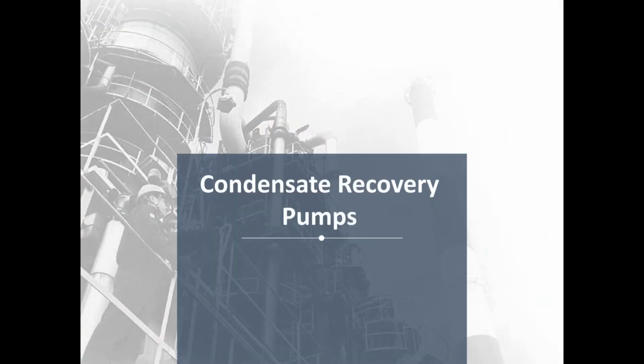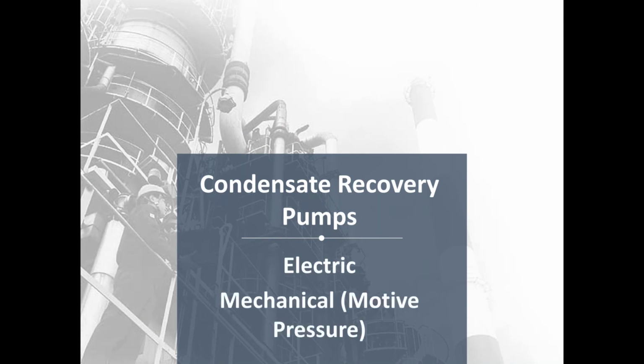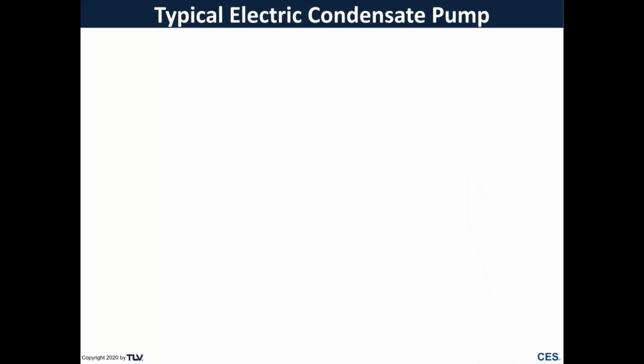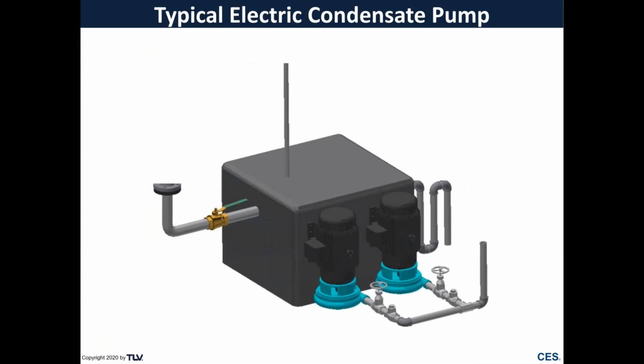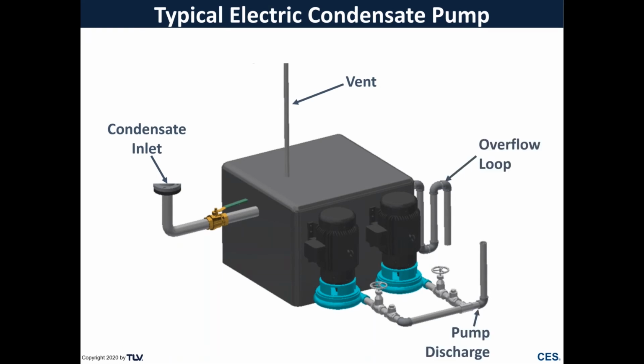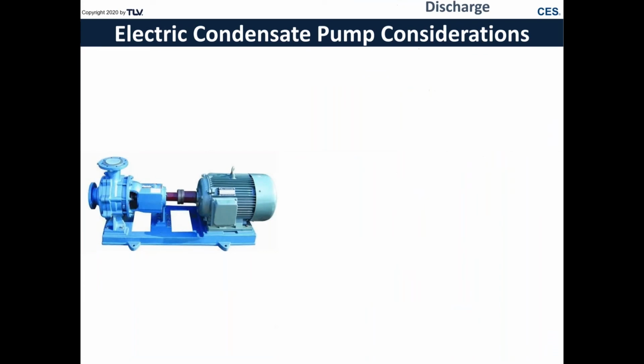So now we're going to get into a little discussion about condensate recovery pumps. And really with pumps, you have two options. The first being electrical style pumps, the other being a mechanical or a motive pressure powered pump. If we look at a typical electrical condensate pump, it's going to look something like this in many sites. You have a condensate inlet, a vent, your pump discharge, as well as an overflow loop. And there's a lot of things we need to consider when selecting this type of pump.